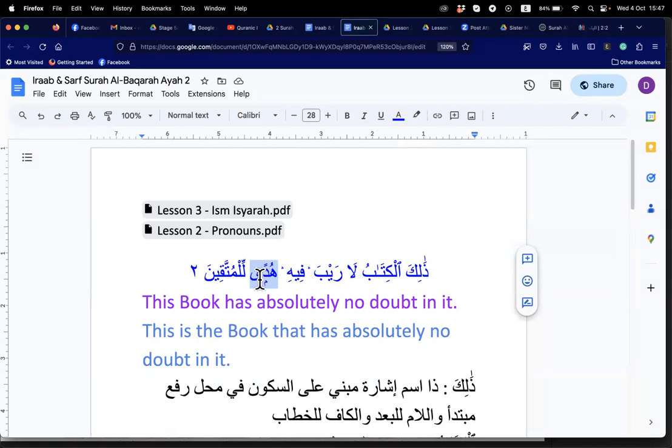Detail in what sense? We don't have a maf'ul, we don't have a fi'il, yes? So it's most likely not maf'ul. So what kind of detail? It is referring back to the kitab, right? It goes back to the kitab, saying that it is the guidance. So I am saying that it could be fi mahalli nasab. Why?